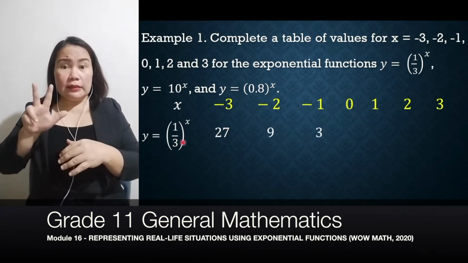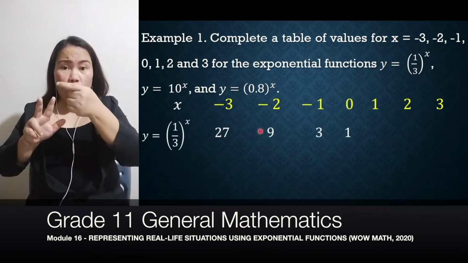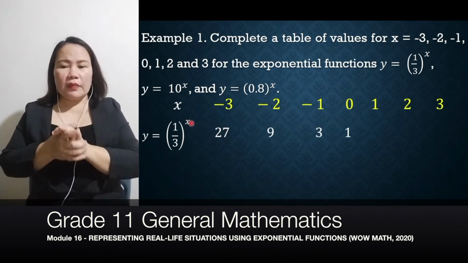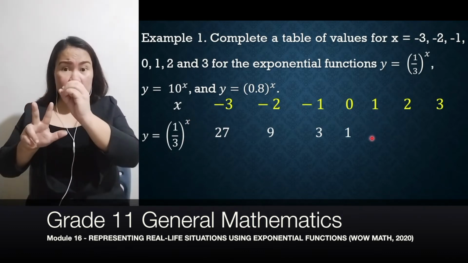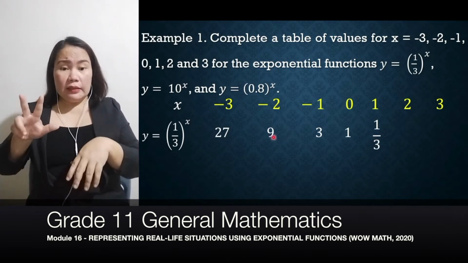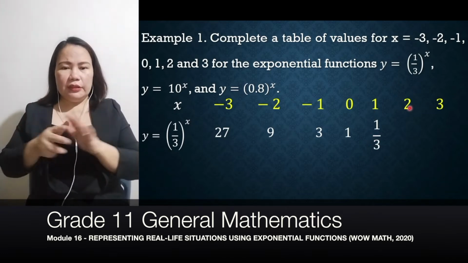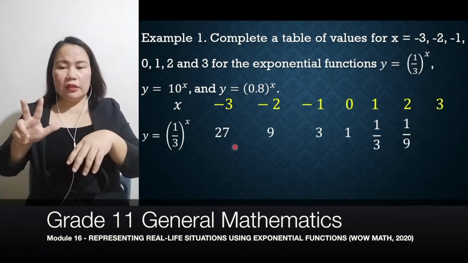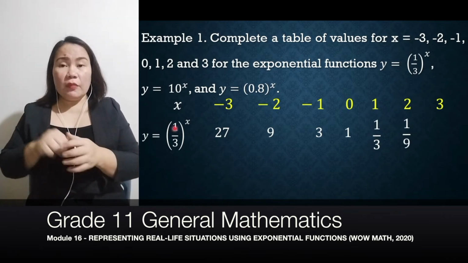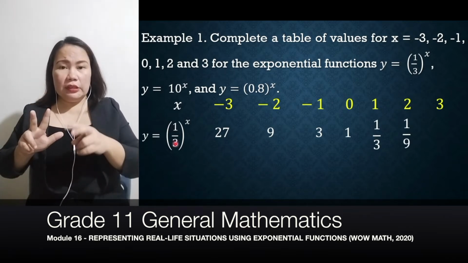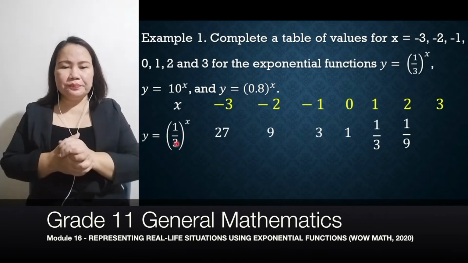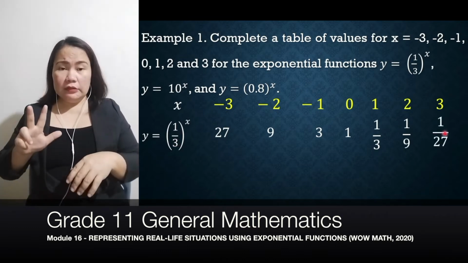Next, 1/3 raised to 0, that is 1. So, any number raised to 0, the answer is 1. 1/3 raised to 1, that is 1/3. 1/3 raised to 2, that is 1/9. Because 1 times 1, that is 1. 3 times 3, that is 9. And 1/3 raised to 3, that is 1 over 27.